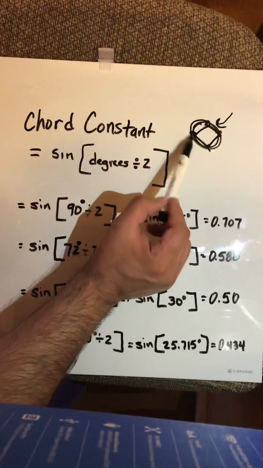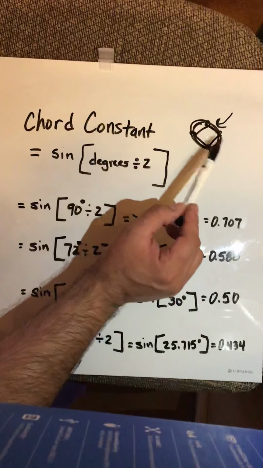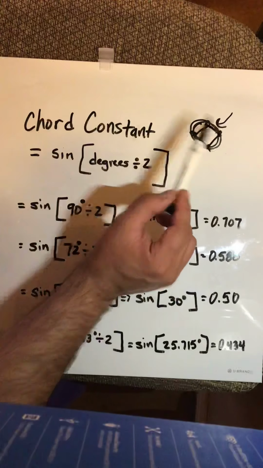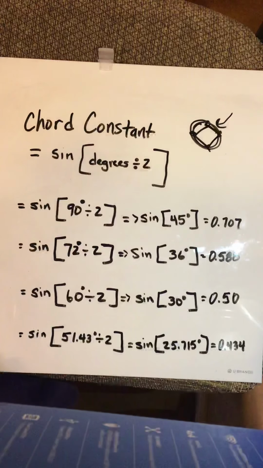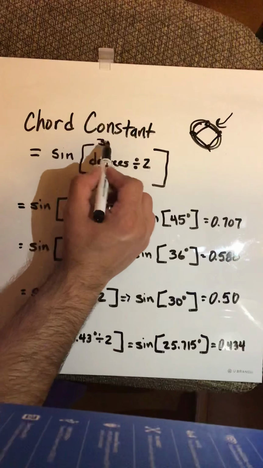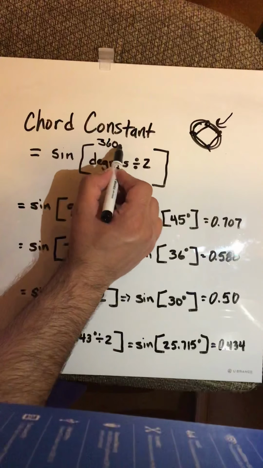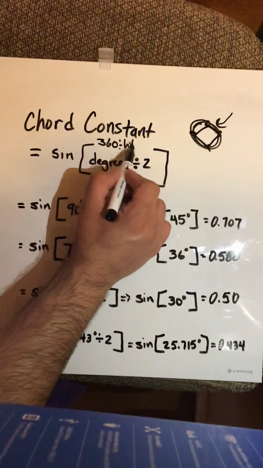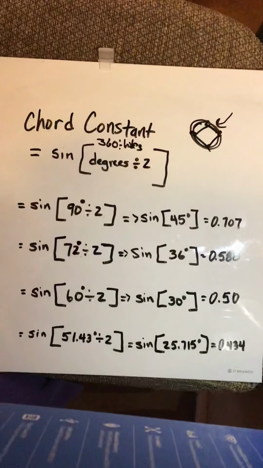How we find it is, if you remember the first video, first take 360 and divide it by the number of holes you have. That gives us our degrees. Then the next step in this video is we're going to take that degrees and divide it by 2. What I mean by this is, degrees is 360 divided by the holes, then you can divide that by 2.